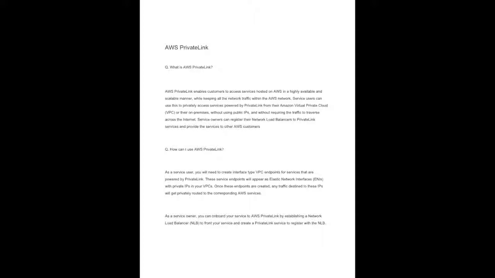Q. How can I use AWS PrivateLink? As a service user, you will need to create interface-type VPC endpoints for services that are powered by PrivateLink. These service endpoints will appear as elastic network interfaces, ENIs, with private IPs in your VPCs. Once these endpoints are created, any traffic destined to these IPs will get privately routed to the corresponding AWS services. As a service owner, you can onboard your service to AWS PrivateLink by establishing a network load balancer, NLB, to front your service and create a PrivateLink service to register with the NLB. Your customers will be able to establish endpoints within their VPC to connect to your service after you whitelist their accounts and IAM roles.